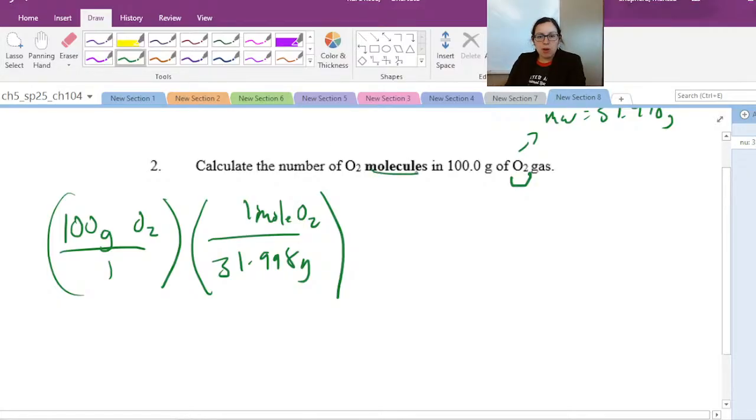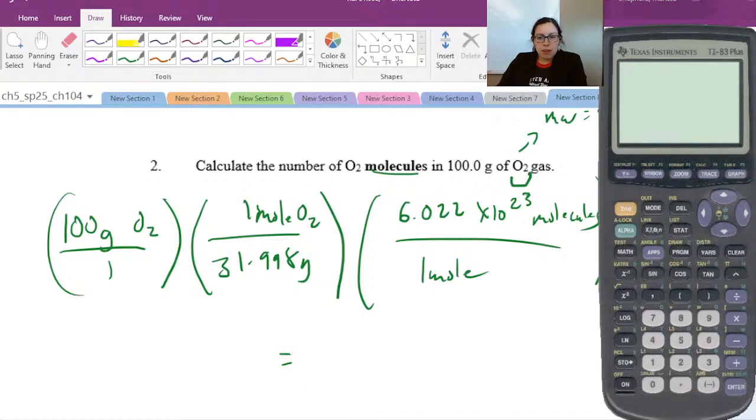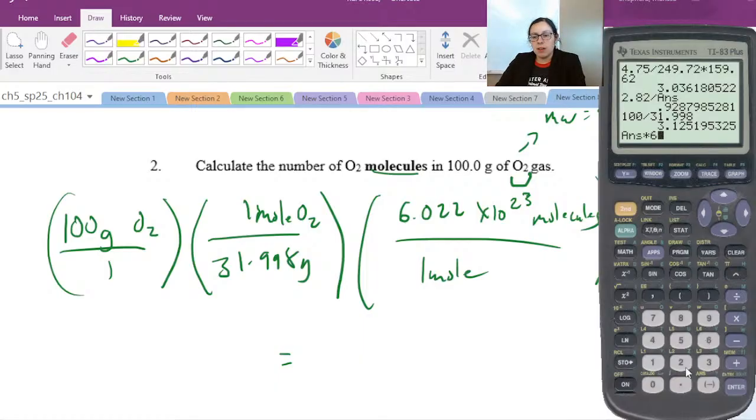But again, it's asking for molecules. So now we can multiply by Avogadro's number. So 6.022 times 10 to the 23rd molecules is equivalent to 1 mole of any substance. And so now we can punch it all in. So 100 divided by 32. So we should get about 3 moles, and then multiply by Avogadro's number. And so something like 1.88 times 10 to the 24th molecules.